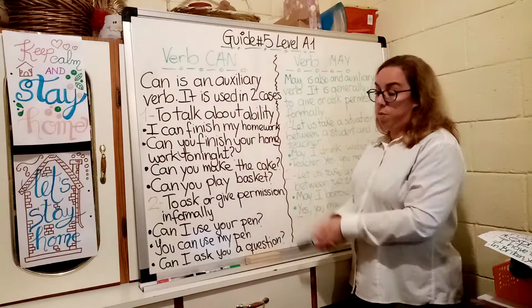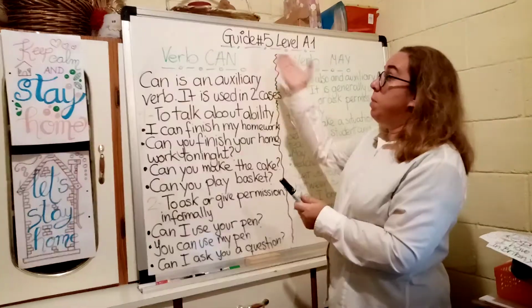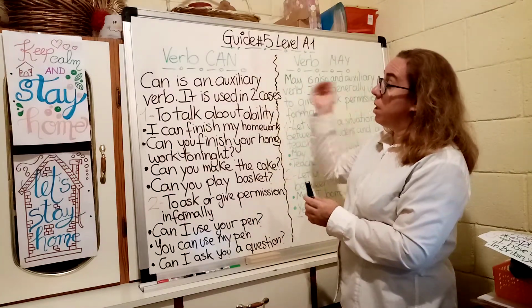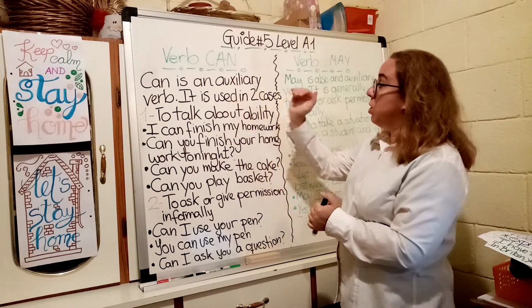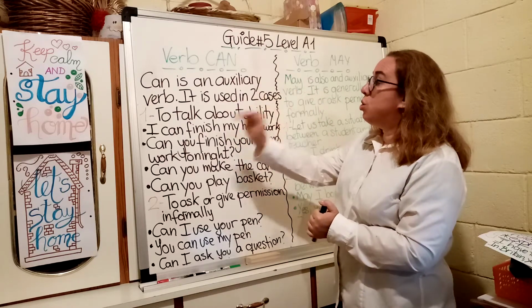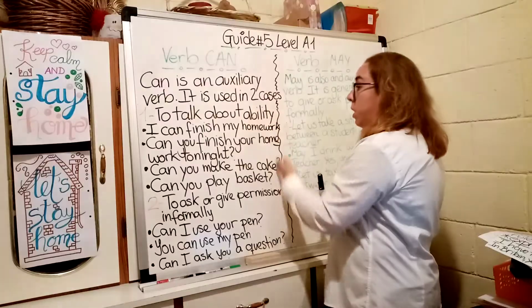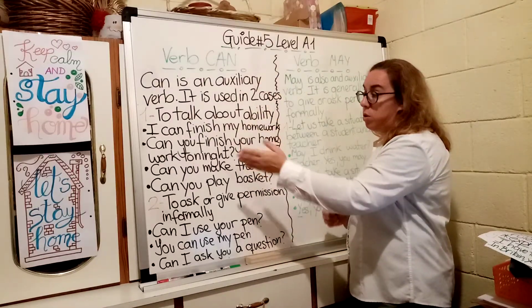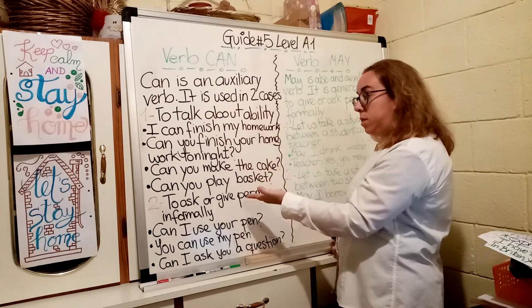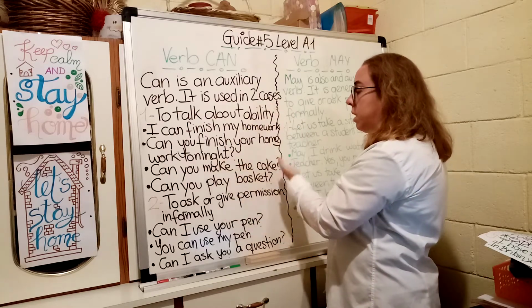Yes, these two verbs are important. The verb can is an auxiliary verb. It is used in two cases, yes? To talk about ability. For example, I can finish my homework. And now a question: can you finish your homework tonight? Can you make the cake?